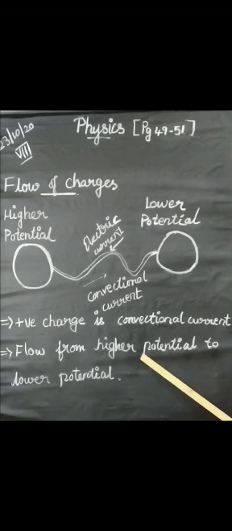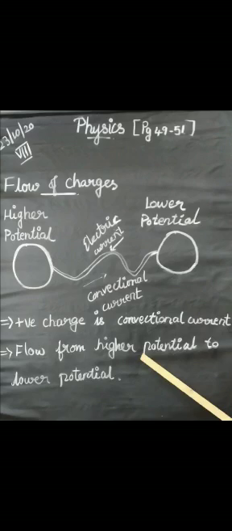Before the discovery of electrons, it was considered that electric current is due to the flow of positive charges. The flow of positive charge is called the conventional current. So the conventional current flows from the higher potential to the lower potential.